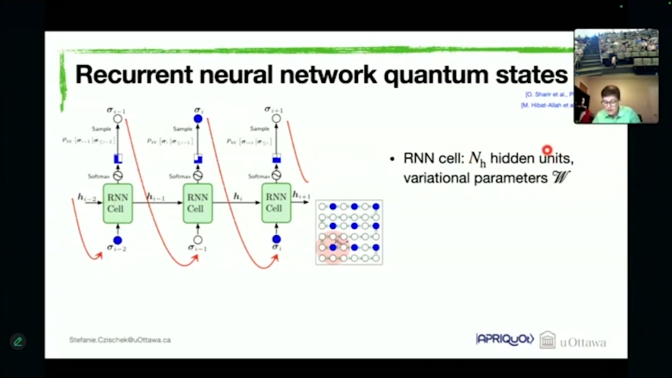And so by tuning this number of hidden units, we can tune the expressivity of the network. So the more hidden units we have, the more degrees of freedom we have, and with this, we have a higher expressivity of our recurrent neural network. The variational parameters are the parameters that we tune when we train the network in order to achieve a target or a desired behavior. Okay.